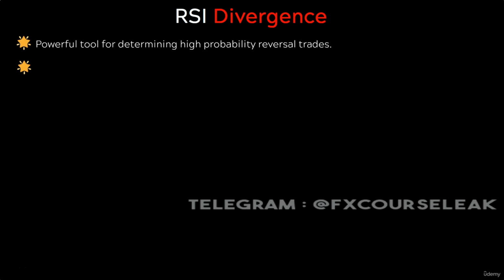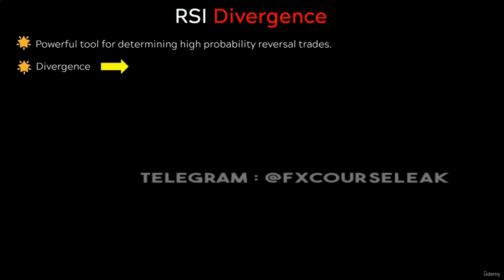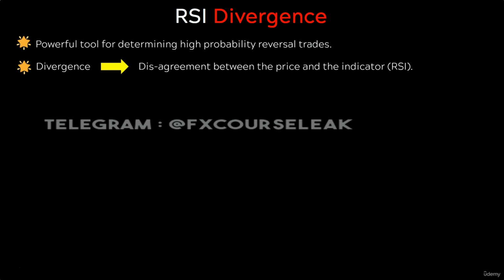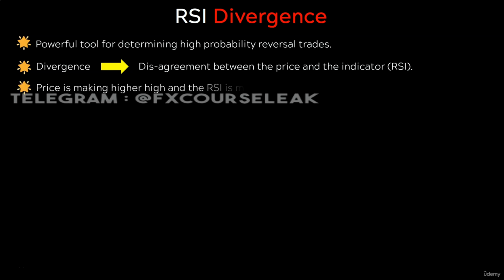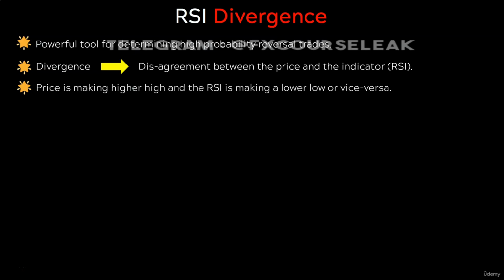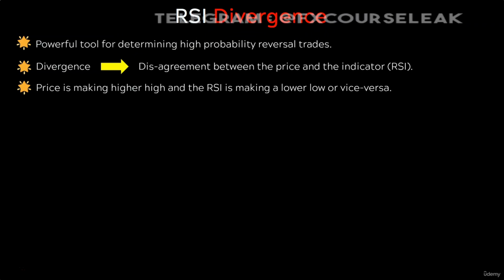So friends, divergence is basically the disagreement between the price and the indicator. Or we can also say that divergence occurs when the price and RSI are doing two different things. That is, price is making a higher high but the RSI is making a lower high, or vice versa.